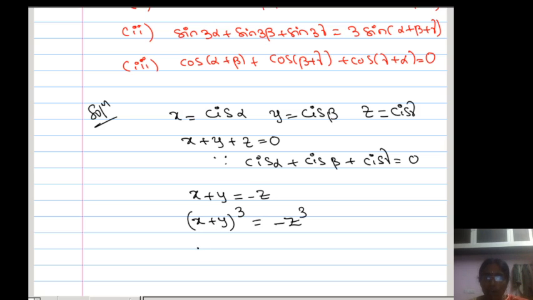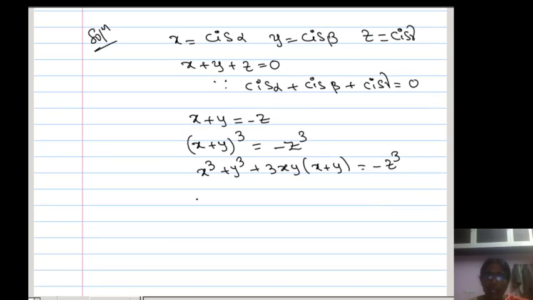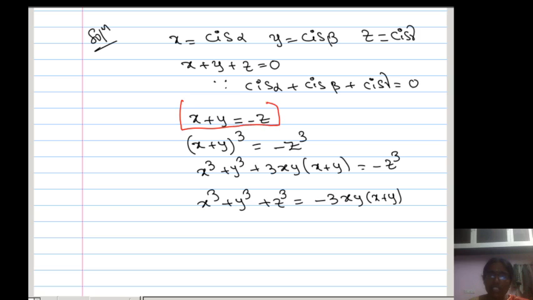Now the a plus b whole cube formula: a cube plus b cube plus 3a square b plus 3ab square, which can be written as 3ab into a plus b, is equal to minus z cube. Simplification. So now what happened here? x cube plus y cube, I write minus z cube on the left side plus z cube, and take the right side, minus 3xy into x plus y. But you know what x plus y is here? x plus y is equal to minus z. I am substituting this minus z in this.